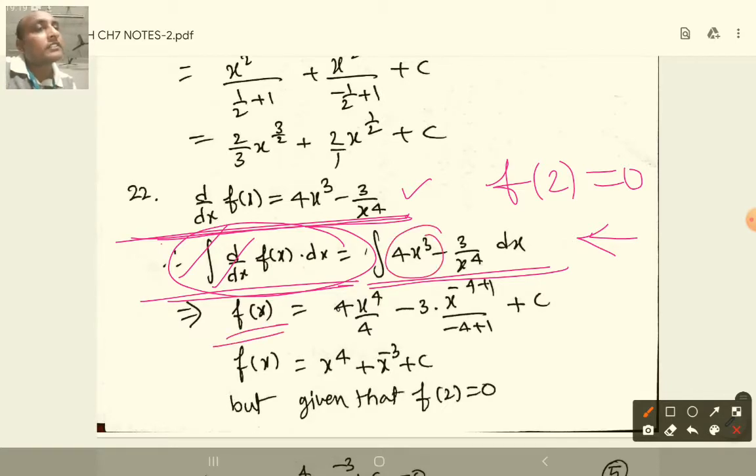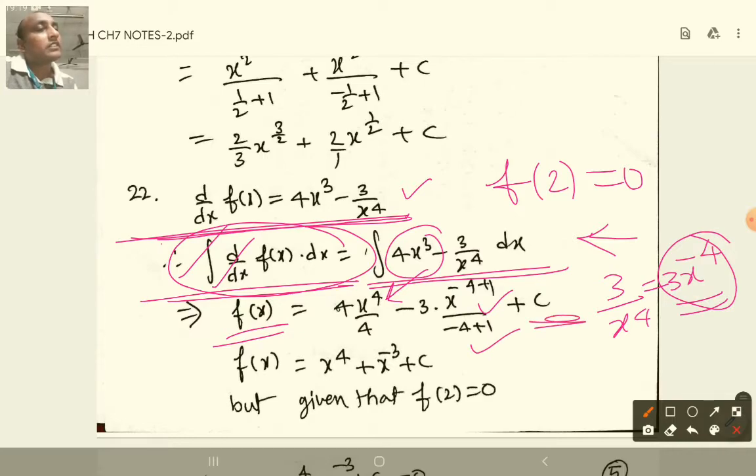On the right side, 4x cube integration is 4x power 4 by 4, and 3 by x power 4 is nothing but 3 into x power minus 4. So the integration will be x power minus 4 plus 1 by minus 4 plus 1, plus c. Do the calculation, so that you get f of x is equal to x power 4 (the 4 gets cancelled), plus x power minus 3 (the 3 gets cancelled), plus c.